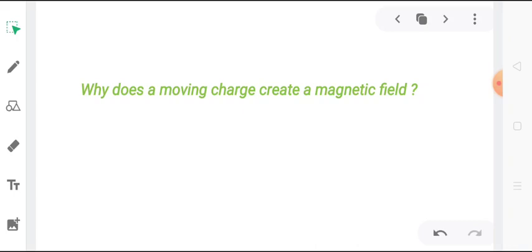But since in the present situation this is beyond the scope of our syllabus, you would be studying about this theory of relativity if you are opting for physics in your graduation courses. Then you would be studying about it in a bit more detail, and that's when you would be able to understand the answer to this question. But right now you should understand that just like a moving charge is responsible for creating an electric field around it, similarly a moving charge also creates a magnetic field around it.